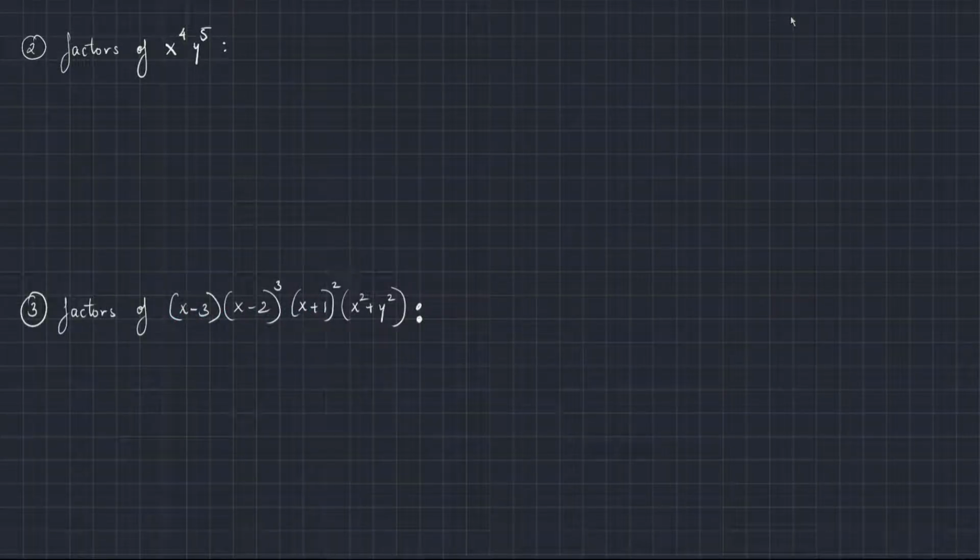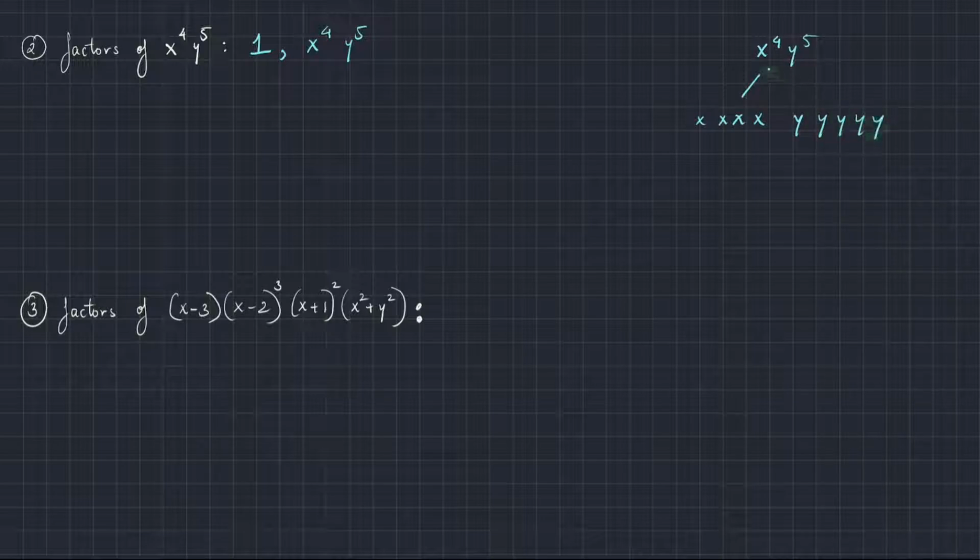Let's move on to finding factors of an expression. Again, every number or expression has these two factors always, 1 and the number or expression itself. So 1 and x to the 4, y to the 5. As for the other factors, we can perform a similar analysis. x to the 4, y to the 5 can be broken down into x times x times x times x times y times y times y times y times y. But the most irreducible factors of this expression are x and y.